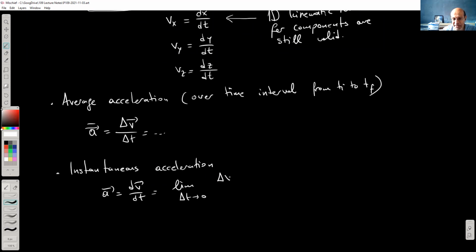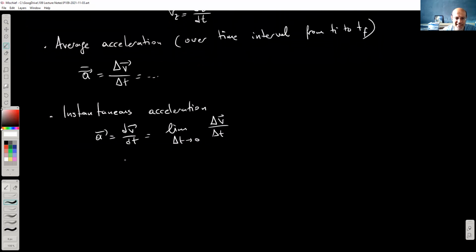Probably I have made many mistakes in the previous hour, so sometimes I cannot notice the mistakes. So instantaneous acceleration is defined in the usual way. So it's the same thing again. So acceleration is the time derivative of the velocity. So therefore, it's the second time derivative of the position.